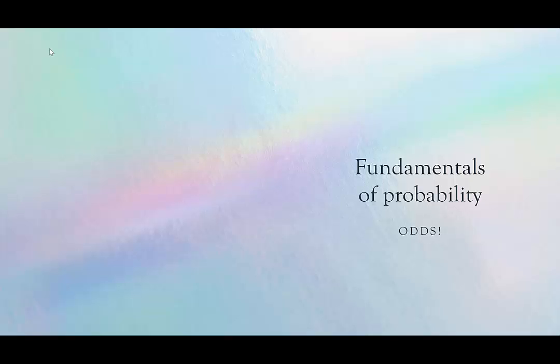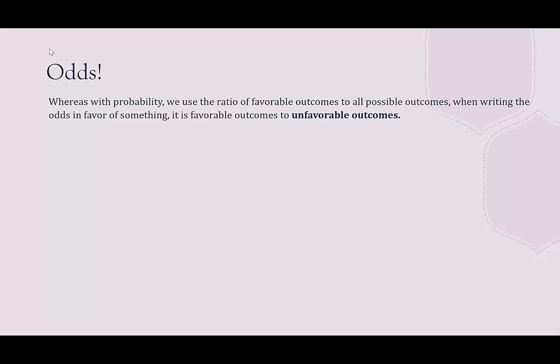In this video, we are going to talk about odds. Whereas with probability, we use the ratio of favorable outcomes to all possible outcomes, when writing the odds in favor of something, it is favorable outcomes to unfavorable outcomes. And actually with odds, we get two types. We can have odds in favor, which is the favorable thing that we want to have happen, expressed first, or we can have odds against, which is where we have the unfavorable outcomes listed first.